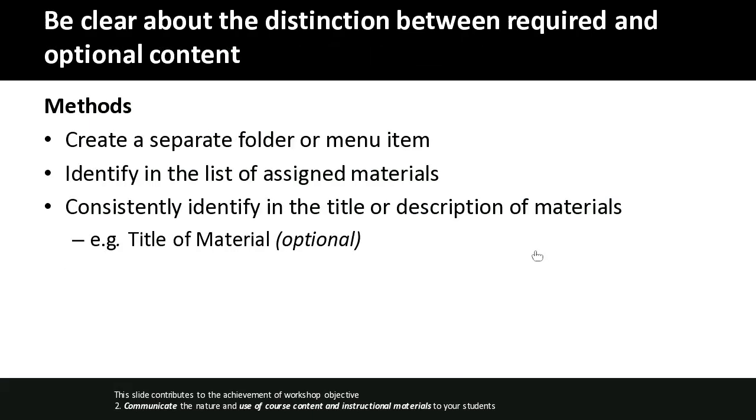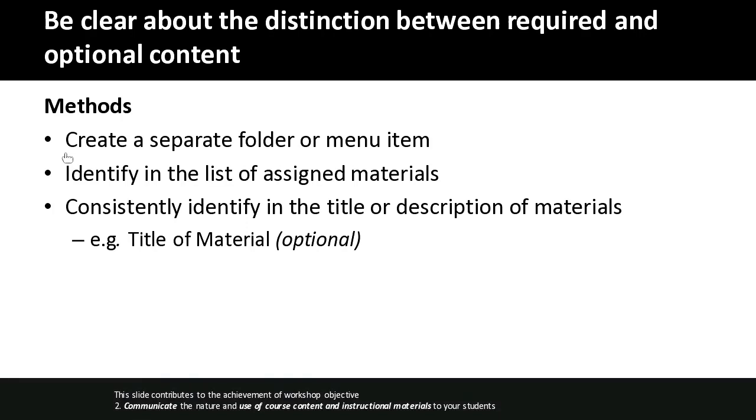But the most important part is to be really clear about the distinction between required and optional content. So the students focus on the required materials, and they may make some time for the optional content. So here's some ways you can do it. You can create a completely different folder or menu item, adding it over into the left-hand navigation in Blackboard. Very clear in the label, this is optional materials.